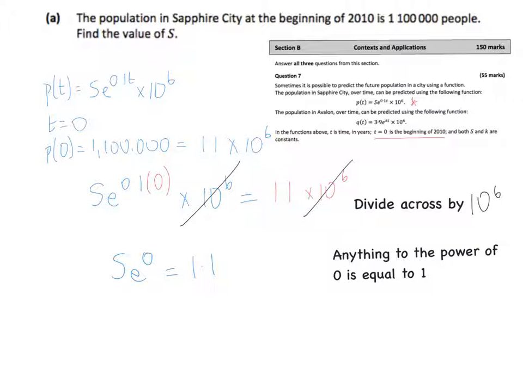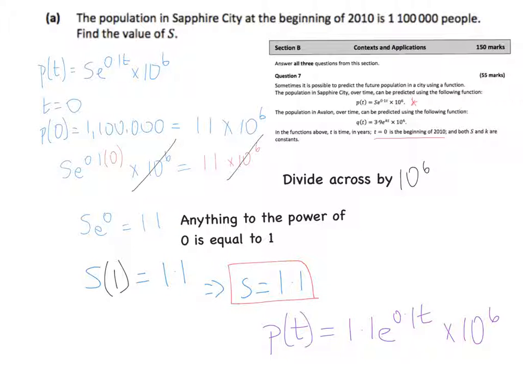And that so then basically gives us S. So anything to the power of 0, e to the power of 0 is simply 1. So S times 1 is equal to 1.1, which gives us S is equal to 1.1. And that's question part A solved, and we can rewrite our function, which will help us later on in the question. So that equation has now become P of t is equal to 1.1 e to the power of 0.1t by 10 to the power of 6.